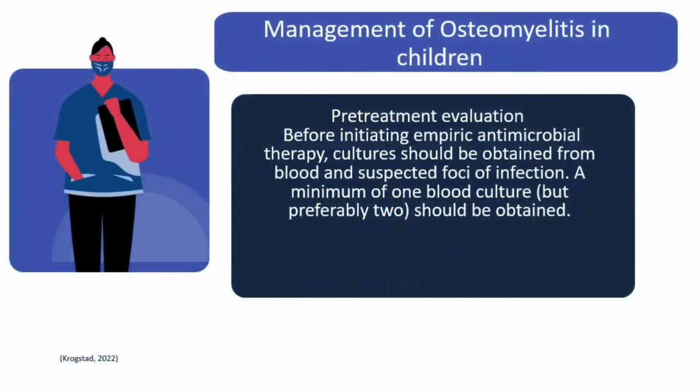Management of osteomyelitis in children. Pre-treatment evaluation is gathered before initiating empiric antimicrobial therapy, and cultures should be obtained from blood and suspected foci of infection. A minimum of 1 blood culture, but preferably 2, should be obtained. Empiric antimicrobial therapy is adjusted according to clinical response and culture and susceptibility results.